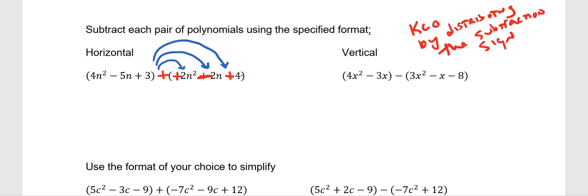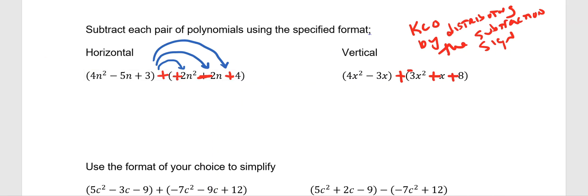So before we even do anything here, we're going to do 4x squared minus 3x, and we're going to say plus negative 3x squared. We're going to change that to adding the opposite. So instead of saying minus negative x, we're going to say plus the opposite of that, plus x. Instead of saying minus negative 8, we're going to say plus the opposite, plus 8. Now, if you do this, then adding is much more comfortable to us.